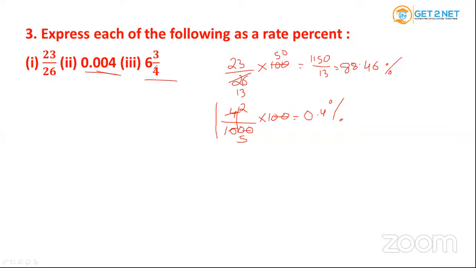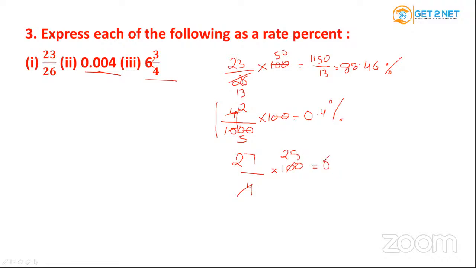Okay. Next is 6 3 by 4. It's a case of mixed fraction. How can we convert it? 4 into 6, 24. 24 plus 3, 27, right? So you got a fraction 27 by 4. Now you have to convert it into percentage. What will you do? You will straight away multiply by 100. The answer will be 25 when you deduct. And the total final answer will be 675.